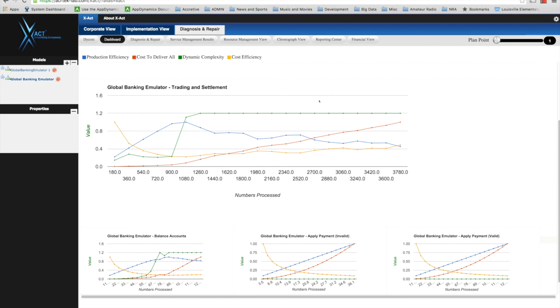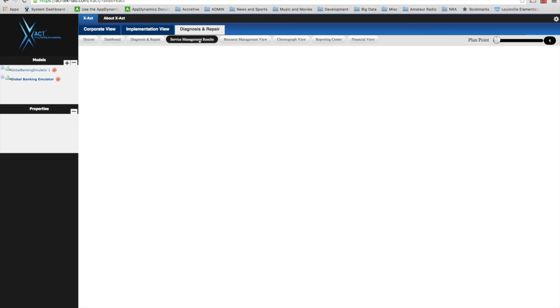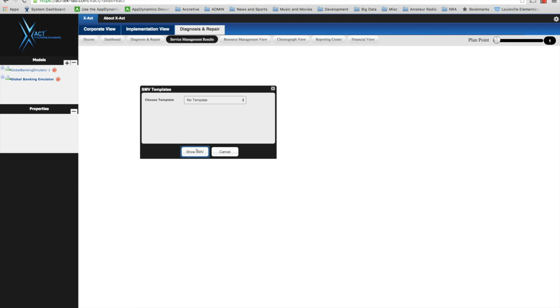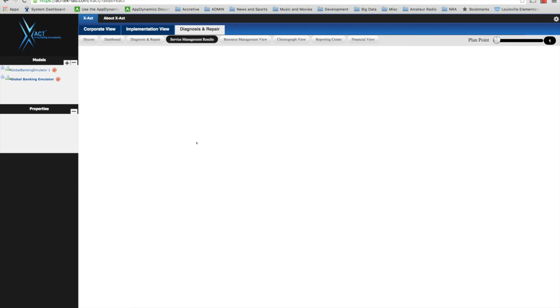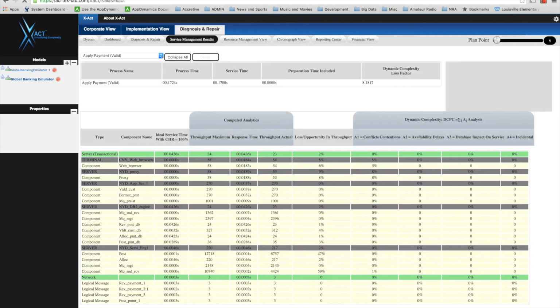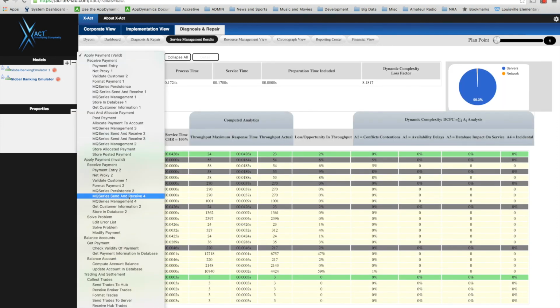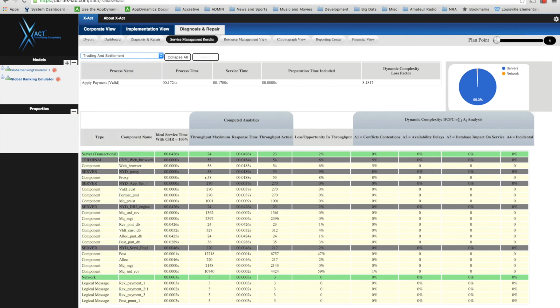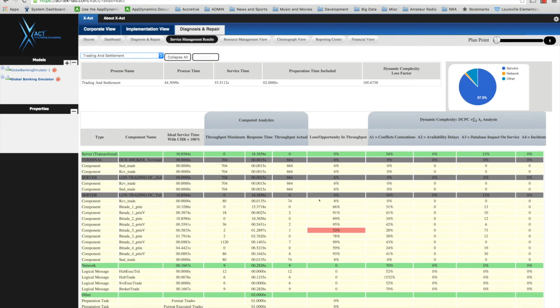For the technical folks, we have more detailed information. We can go look at the service management detailed results, and we can look at the actual detail of the individual components involved in that process. So if we go down and we find trading and settlement here, I can open trading and settlement. We can see the detail for that.